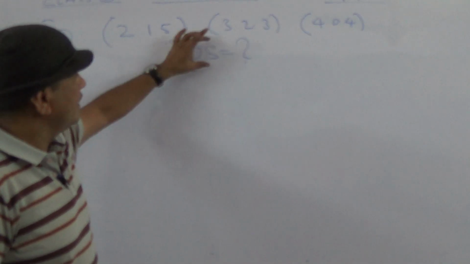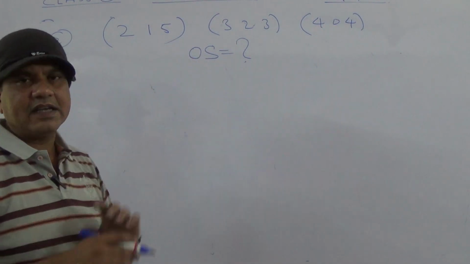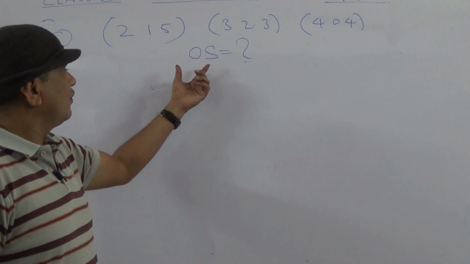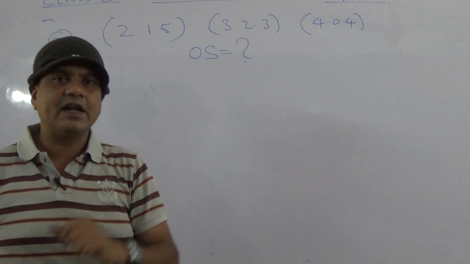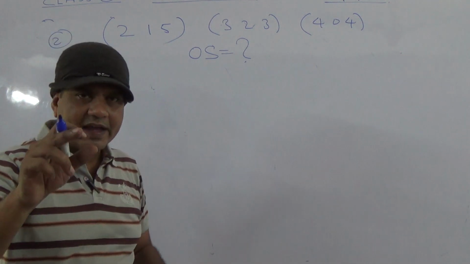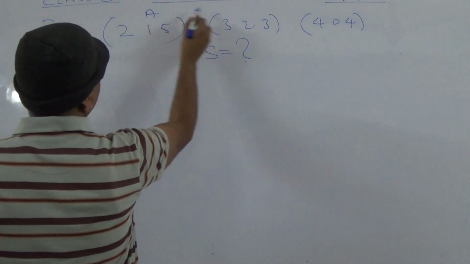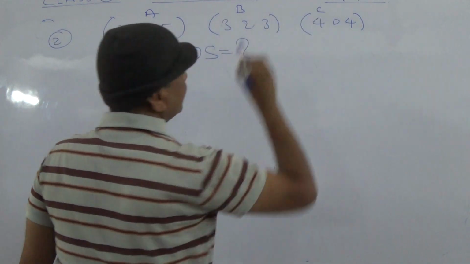To find OS, we want O and S, where O is the orthocenter and S is the circumcenter. Before finding the orthocenter and circumcenter, we check whether the given triangle is an equilateral triangle or a right angle triangle. Now this is vertex A, vertex B, now vertex C.